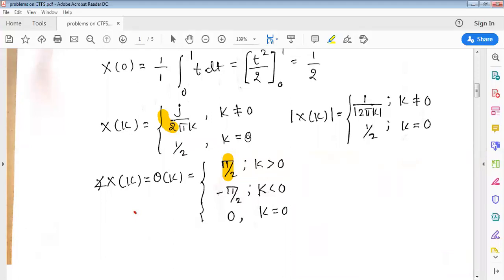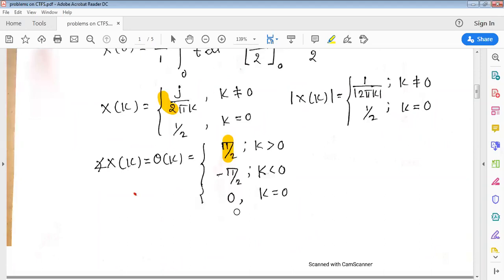When k is equal to 0, this is just a number. It is not varying with respect to any other quantities. Therefore, 1 by 2 is written as 1 by 2 e power j0. That is, the angle will become 0. This is how you are going to evaluate the magnitude spectrum and the phase spectrum. Are you able to follow this one, or any doubt you have? Yes, sir. Okay. So wherever you get only j, the angle is plus pi by 2. Minus j means minus pi by 2. If you don't get a j term, if you have only a constant term, the angle will become 0. That's the total idea.